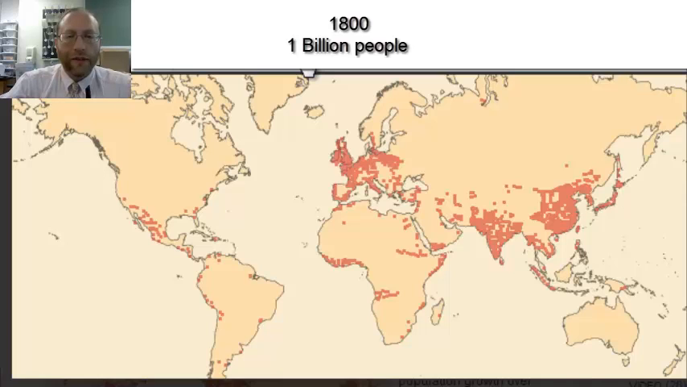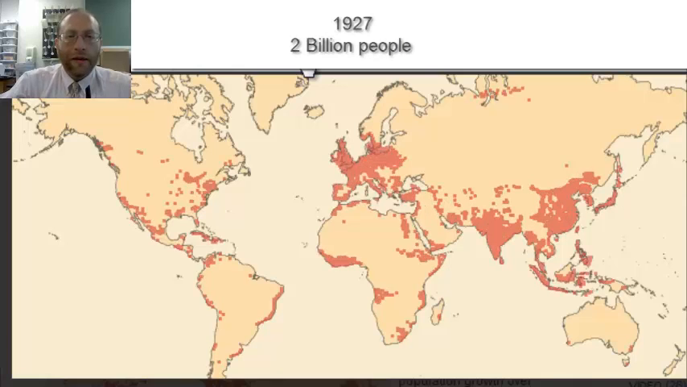So in the year 1800, about 65% of all people lived in Asia. 21% were living in Europe, and less than 1% were living in North America. And it took 100,000 years for us to reach 1 billion. It only took 127 years for us to reach 2 billion in the year 1927. And then from 1920 to 1950, the population hovered around 1% a year.